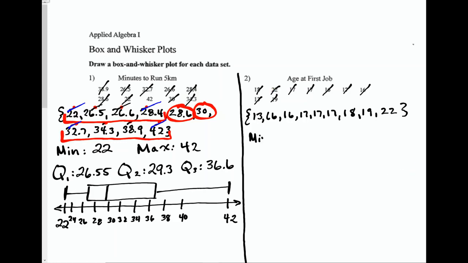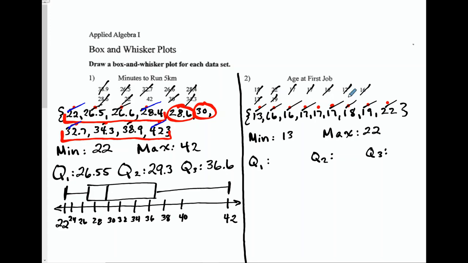Now remember, I need to find a min, I need to find a max, I need to find a Q1, a Q2, and a Q3. My min is 13, it's the smallest number. My max is 22, it's the largest number. My Q2 will be the median, so if I count and see how many values I have, 4, 5, 6, 7, 8, 9, I have an odd number of values, which means I will have a single value in the middle. There's 17, that's my Q2, it's my median.